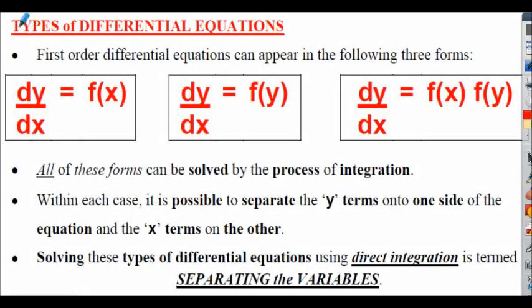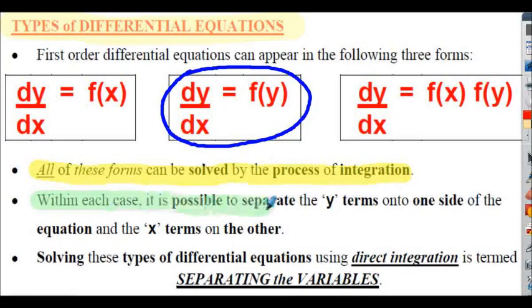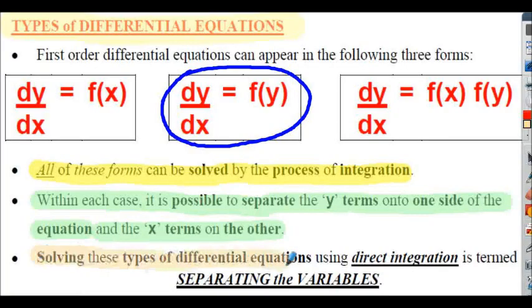So as mentioned before, we're considering these first order differential equations. There are actually 3 types to consider, but within this presentation we're considering equations of the form dy by dx is equal to a function of y. As stated in the previous presentation, all these forms of differential equation can be solved using the integration process. We will find that within each question it's possible to separate the y terms onto one side of the equation and the x terms on the other. Solving these types of differential equations using direct integration is termed separating the variables.